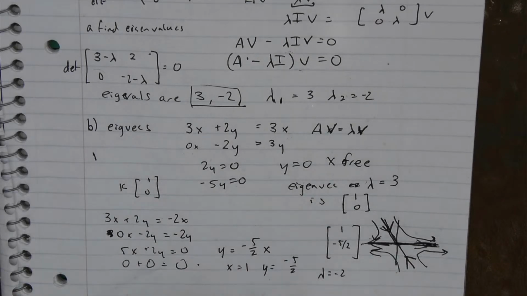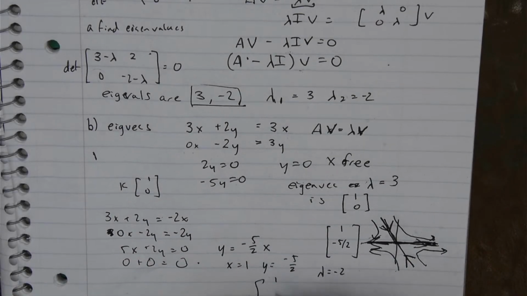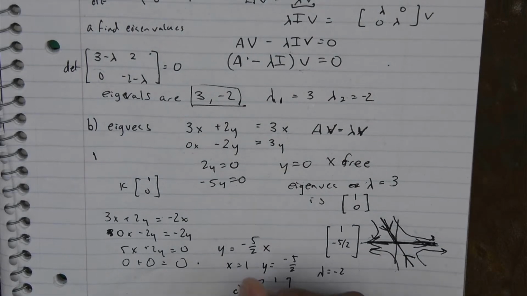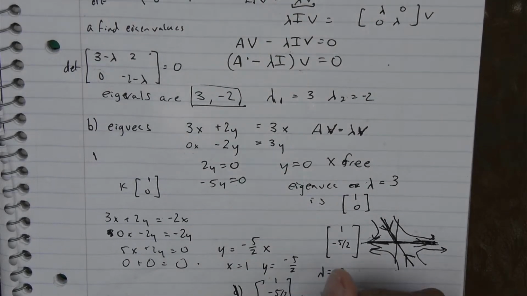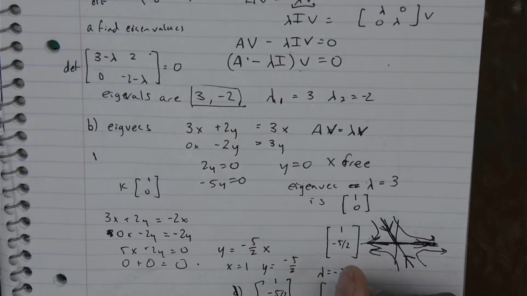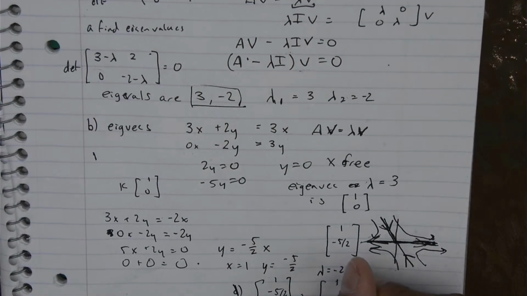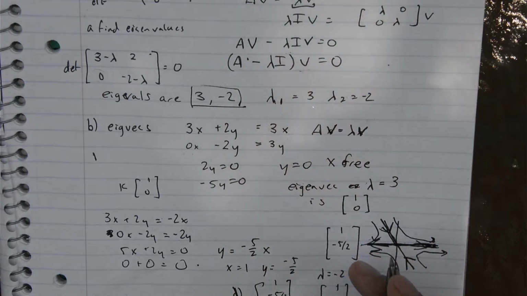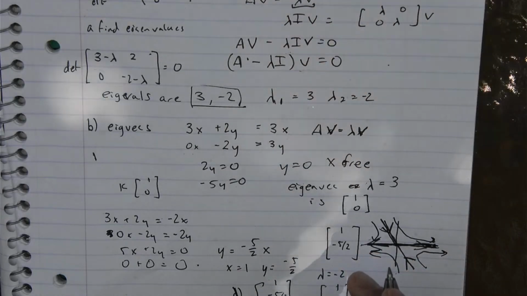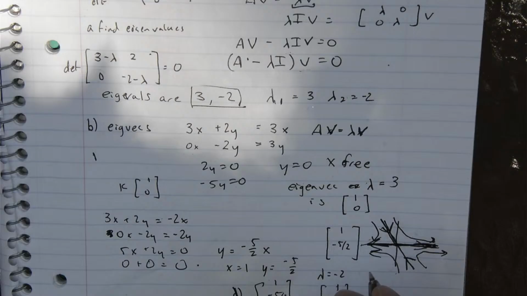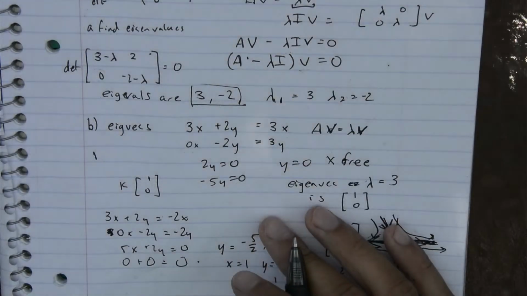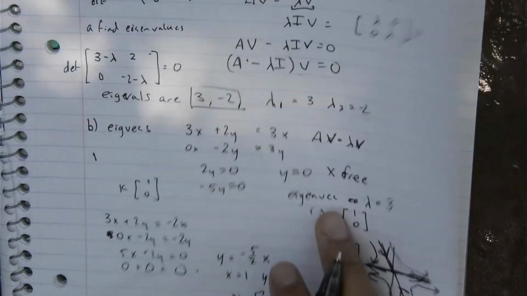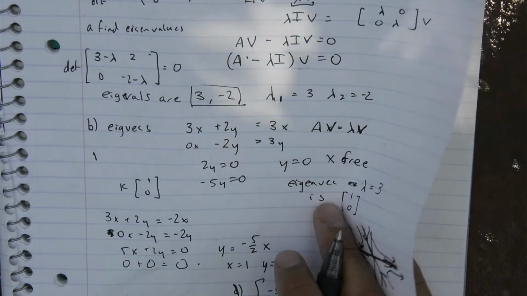Well, we could just pick 1, minus 5/2. And then, so this is for D, we can pick 1, 0. So those are initial conditions for this. Okay, and plot its x of t and y of t graphs.